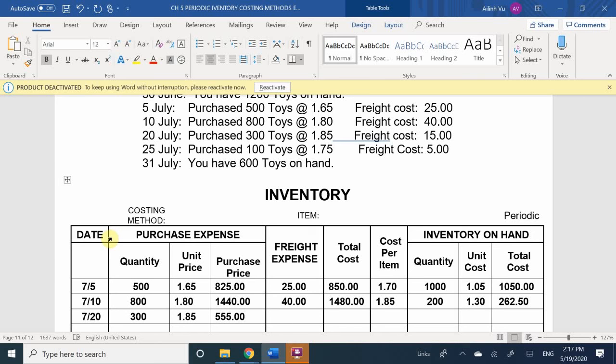And how much was our freight? 55. And freight is 15. And the total cost. Total cost is 570. So what's the cost per item here?